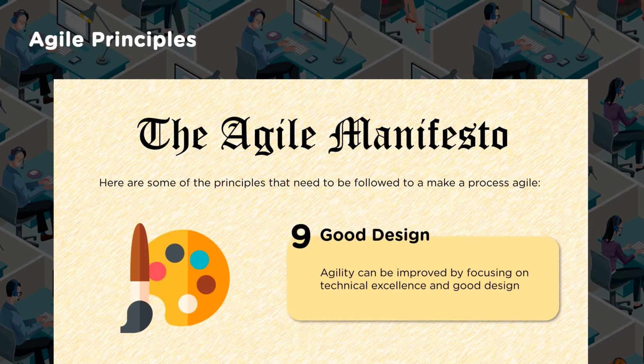Then good design. Agility can be improved by focusing on technical excellence and good design. When we say technical excellence and good design, it is very essential to have insight into the product being delivered, the technology being used, the processes, the capabilities, and skills. All this comes together when people sit together and focus on creating that product or service. They put effort into designing it appropriately so that it will fit for purpose.